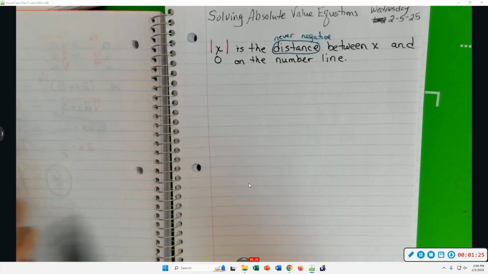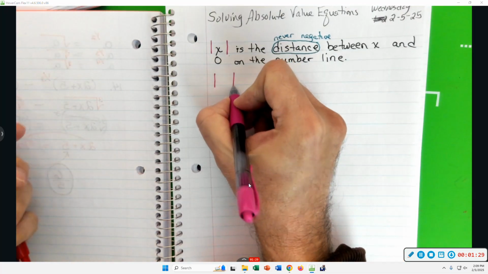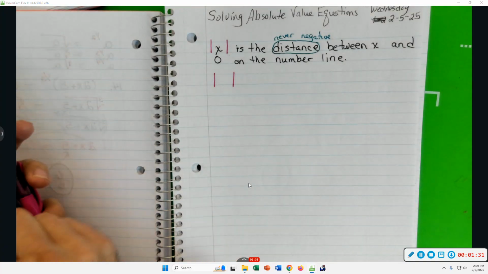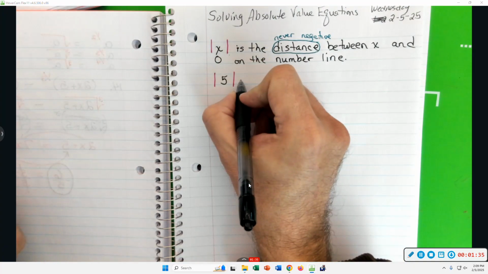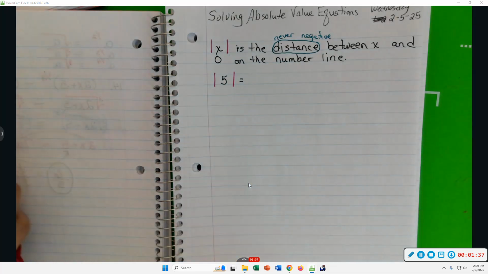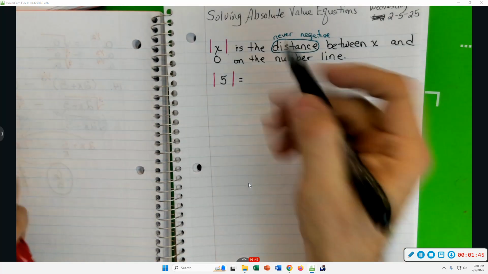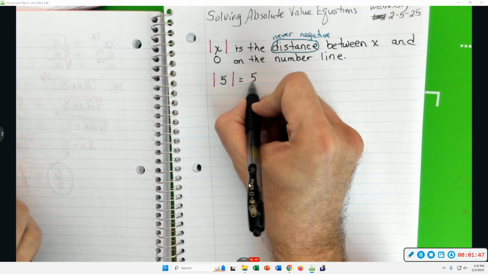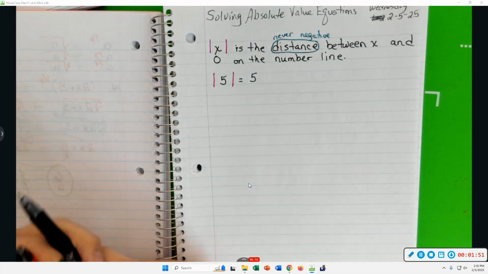For instance, if we had absolute value of 5. What's the distance? If you could picture the number line between 0 and 5 on that distance on the number line, that's easy, it's 5. There are 5 units between 0 and 5 on the number line.